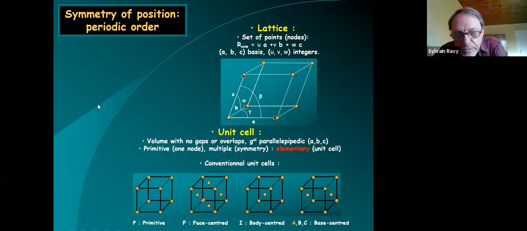These are now conventions. We have 4 types of unit cells. The primitive one with only 1 node in your cell. The face-centered, where you have 4 nodes in the cell. The body-centered, where you have 2 in your cell. And the base-centered, when you center only 2 opposite faces here. So this is, of course, conventional, but this is how we describe the lattices, right?